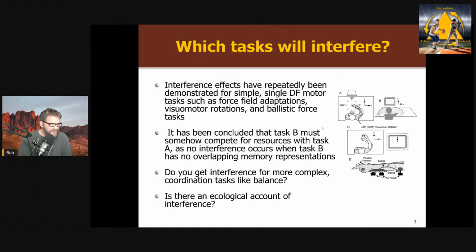The question of whether you get interference between more complex tasks that use multiple degrees of freedom is less studied and is less consistent. For example, the topic I'm going to talk about today is balance. Research looking at whether there's interference between learning to balance on a board versus a slack line has shown that there's actually not any interference between those tasks. So what's going on here? How can we scale this up to understanding coordination of more complex tasks?